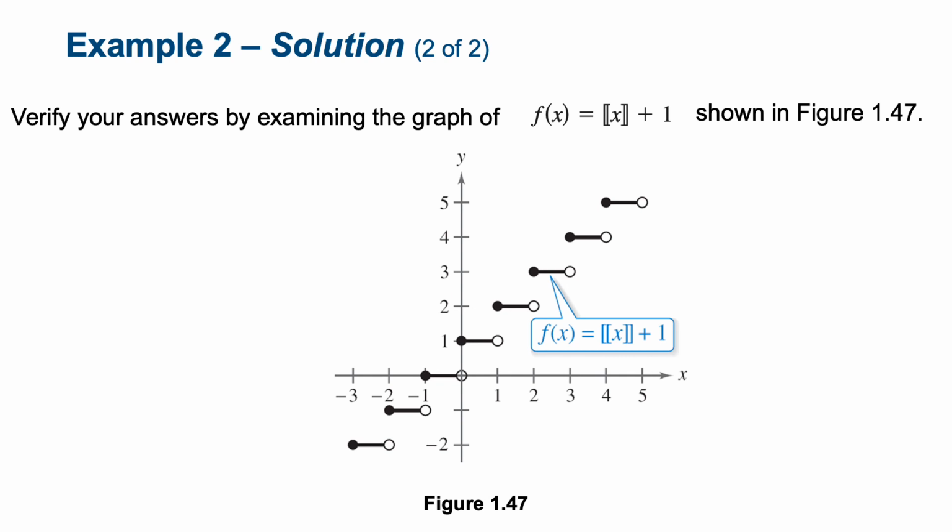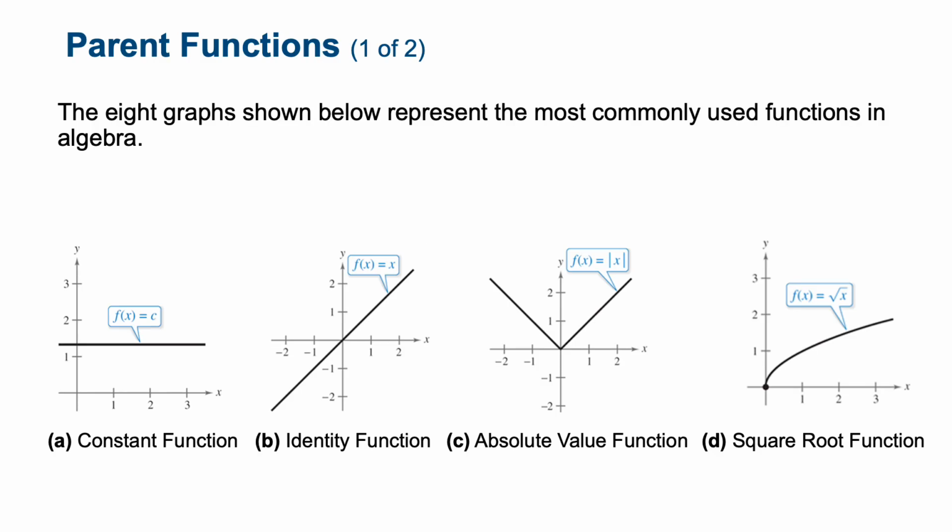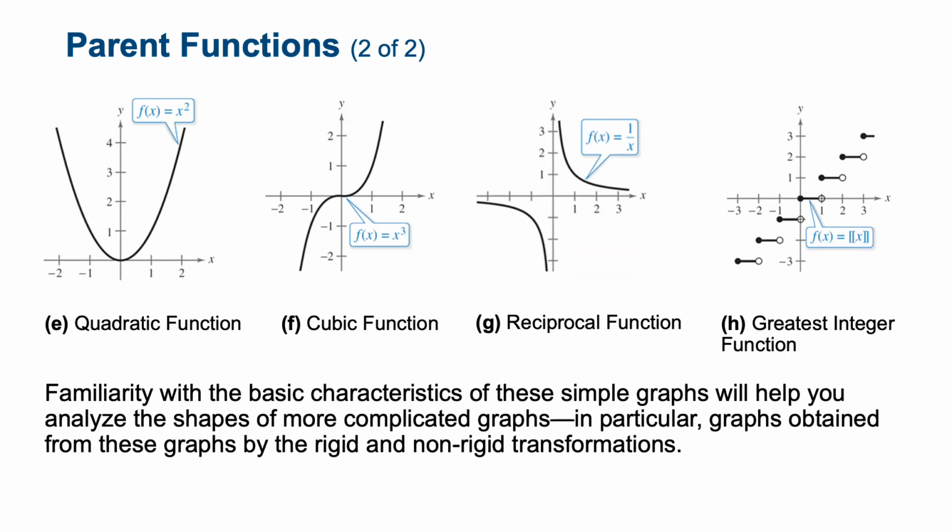Okay, cool. And then finally, parent functions. This is basically just summarizing all the graphs that we've covered today. We've covered 8 graphs. We've covered the constant function. We've covered the identity function. Oh, the only one we didn't cover was the absolute value, which is like a V shape. Okay, we covered the square root function. We covered the quadratic function, aka parabola, aka x squared. We talked about the cubic function. Okay, it looks like this. The reciprocal function, 1 over x. And then we definitely talked about the greatest integer function.